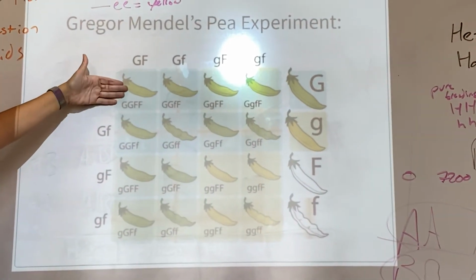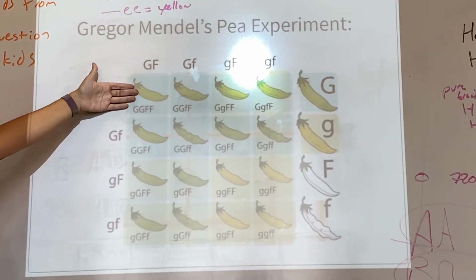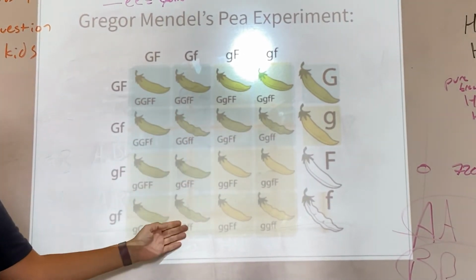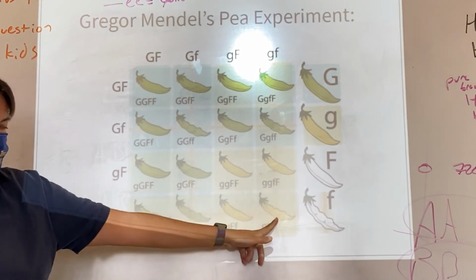Most of them are going to be green and round, because that's both the dominant traits. But you can get green with wrinkled seeds, you can get yellow with round seeds, or you can get yellow with wrinkled seeds.